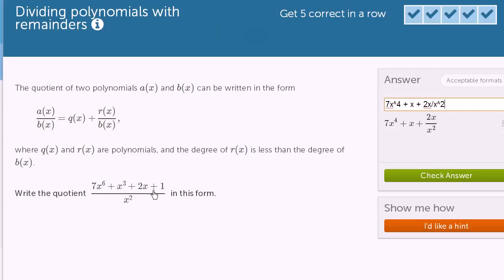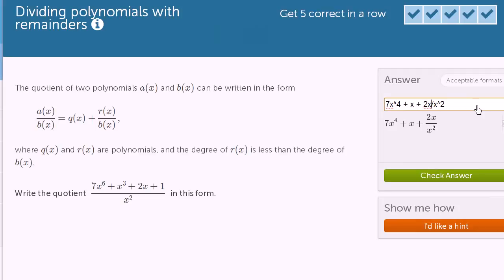And then you could write plus 1 over x squared. So you could write it like that, but that's not exactly the form that they want. They want us to write it as q of x, and you could view that as 7x to the 4th plus x. And then they want plus r of x over b of x. So plus some polynomial over x squared in this case. So instead of writing it as 2x over x squared plus 1 over x squared, we could just write it as 2x plus 1 over x squared.